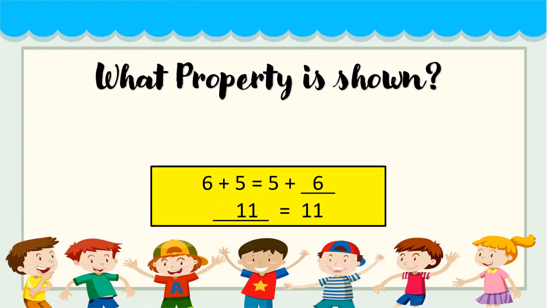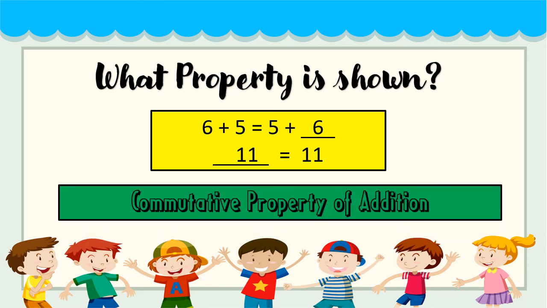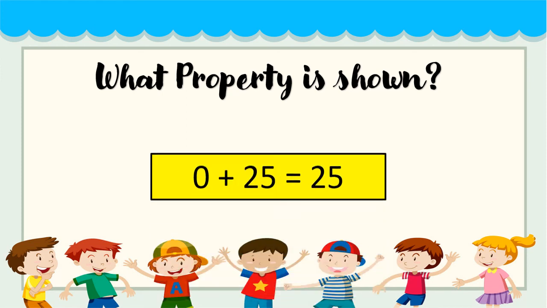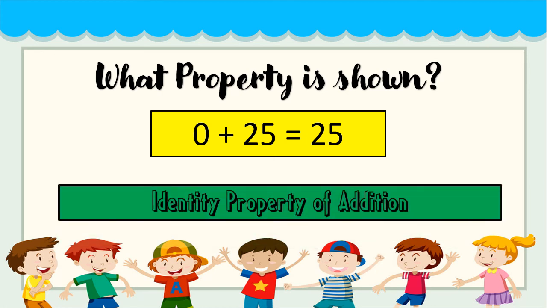Help me identify the property shown by each equation. 6 plus 5 equals 5 plus 6. Their sum is 11. What property of addition is shown? It shows the commutative property of addition. 0 plus 25 equals 25. What property is shown? Identity property of addition.